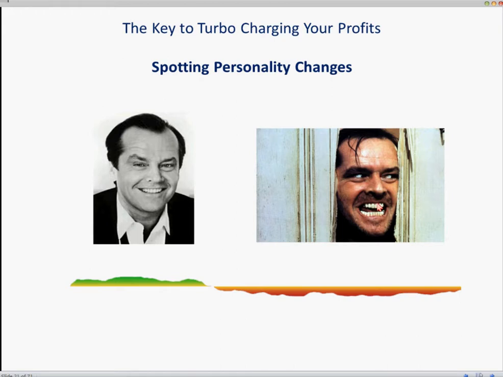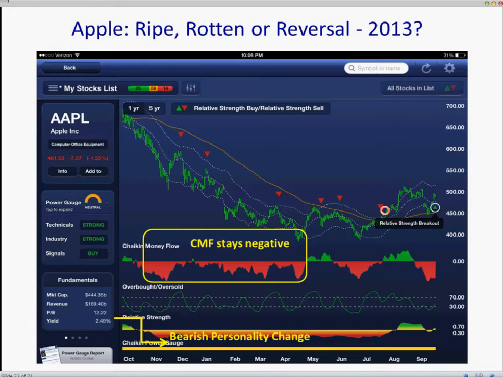So let's look at 3 examples of personality changes. One of them is a golden oldie. This is Apple in 2012 heading into 2013. This is pre-split, 700, was outperforming the market. And then you had a bearish personality change. It went from outperforming and green to underperforming or red.